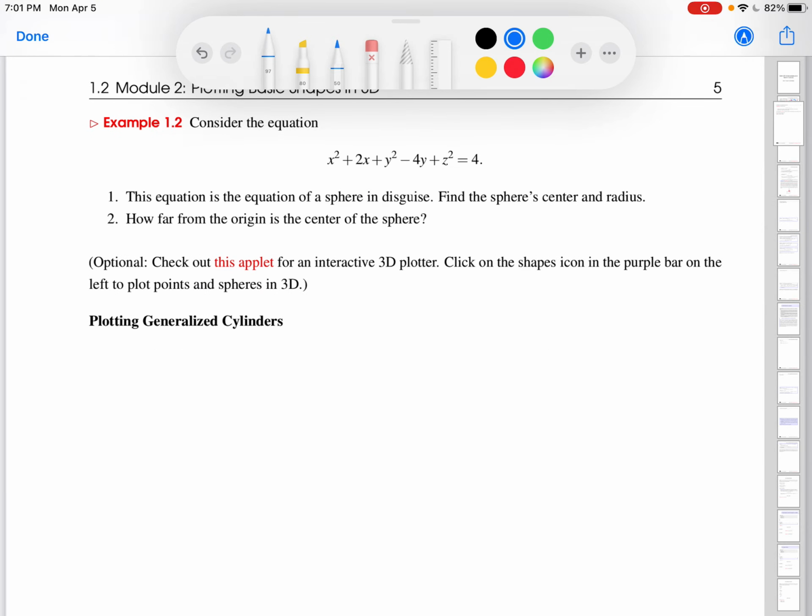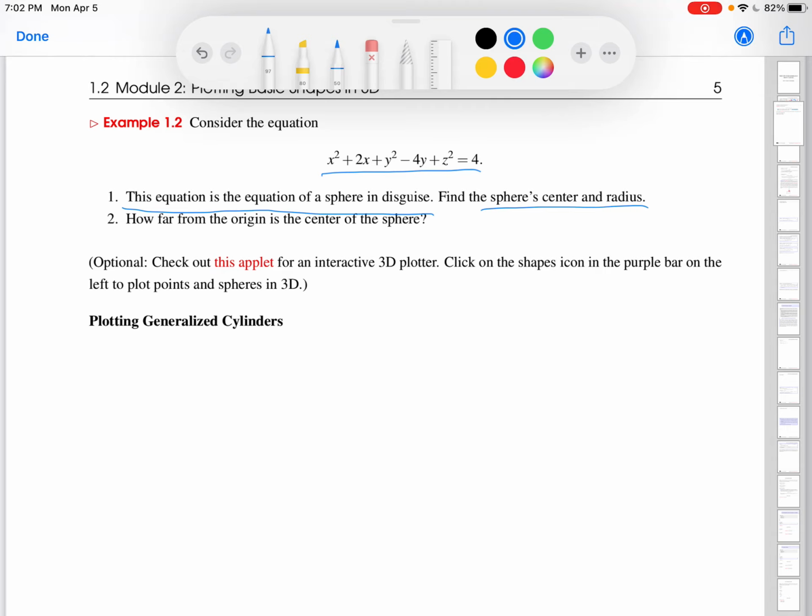Here's example 1.2. Consider the equation x squared plus 2x plus y squared minus 4y plus z squared equals 4. So I say here this equation is the equation of a sphere in disguise. Find the sphere's center and radius. So let's do that first, and then we'll come back to number 2.